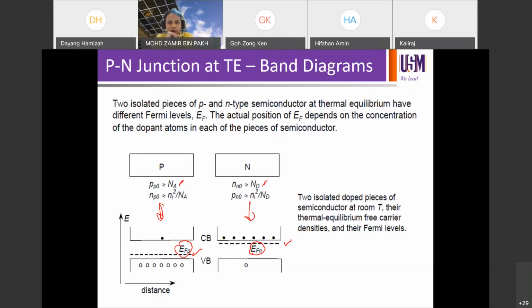We have learned that the Fermi levels are different for p-type and n-type. The actual position of EF depends on the concentration of dopant atoms in each semiconductor material. Intrinsic has EF right in the middle of the band gap. As you increase the doping level for n-type, your EF moves closer and closer to the conduction band edge. On the other hand, if you dope your material p-type, your EF moves from mid-gap lower and lower, closer to the valence band edge. For two isolated pieces of semiconductor at room temperature, thermal equilibrium, the free carrier density and the Fermi levels are given by the illustrated diagrams.